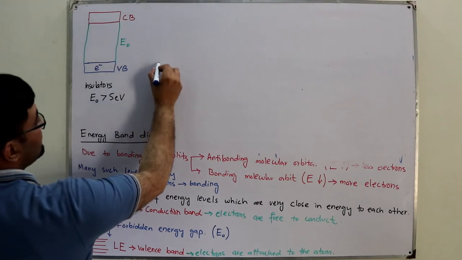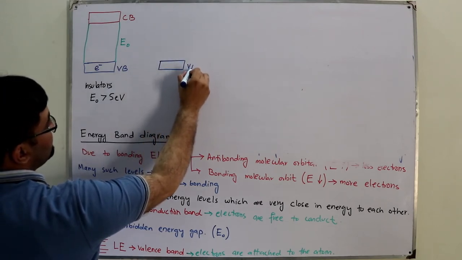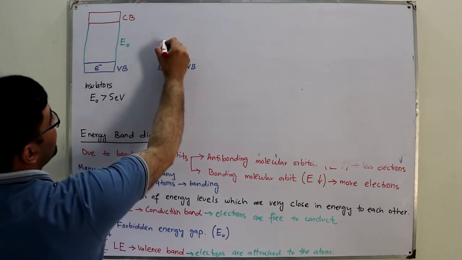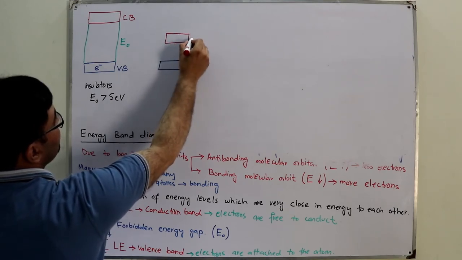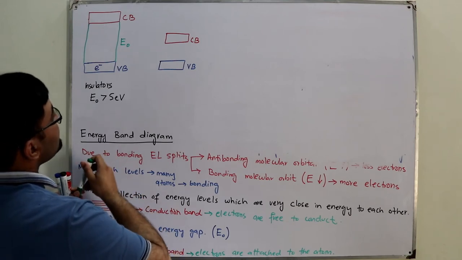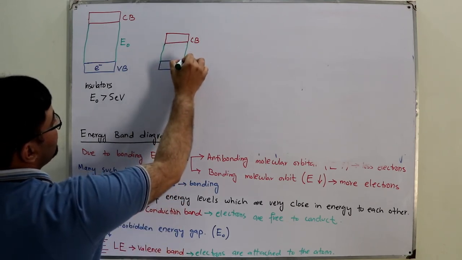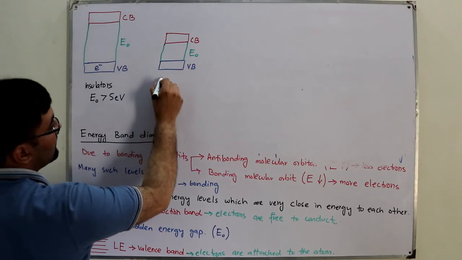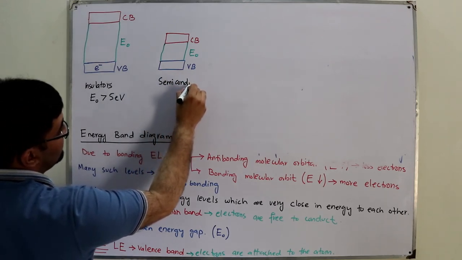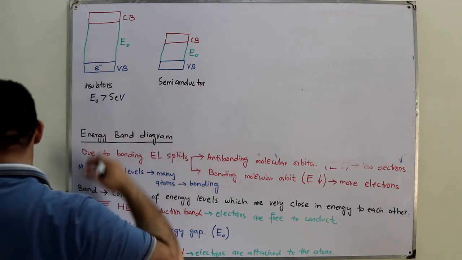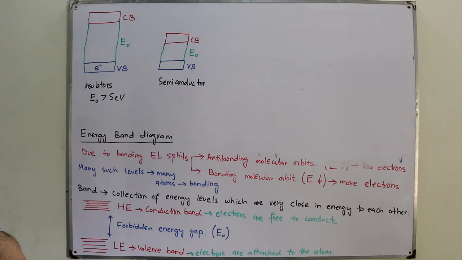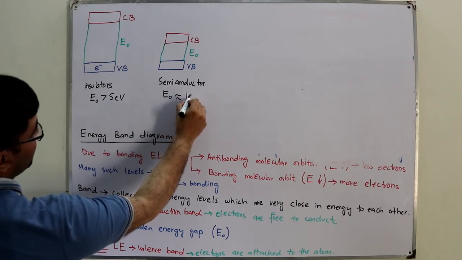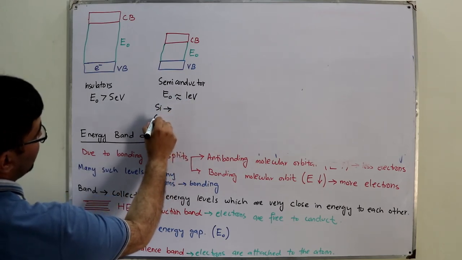Similarly, if you have this as your valence band and this is your conduction band, the energy required is quite less as compared to the insulators. So such a material is called a semiconductor, where the E naught is quite less. This is approximately 1 electron volt. E naught is approximately 1 electron volt.